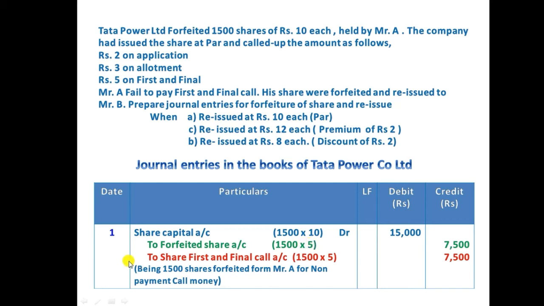And also, this 7500 the company will not refund to Mr. A. To share first and final call, 1500 into 5, 7500. It is unpaid by Mr. A. We should write the narration being 1500 shares forfeited from Mr. A for non-payment of call money.